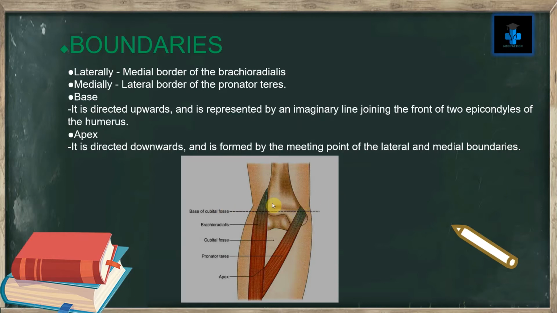In base, the base is directed upwards and is represented by an imaginary line joining the front of two epicondyles of the humerus. So right here you can appreciate the imaginary line forming the base which is directed upwards. And about the apex, this right here is the apex which is directed downwards and is formed by the meeting point of the lateral and medial boundaries, that is these two muscles.